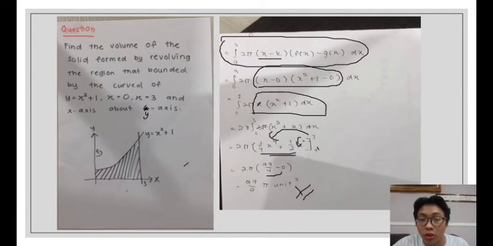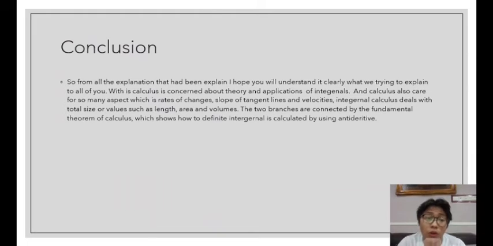So I hope that you all will understand my explanation. Thank you. So for the conclusion, I hope that the explanation that we all as a team explained to you, especially about the application of integration, you will understand clearly what we're trying to explain to you all. Calculus is concerned with the theory and application of integrals, and calculus also cares about many aspects, which are rate of change, slope of tangent lines, and velocity. Integral calculus deals with total size and values such as length, area, and volumes.